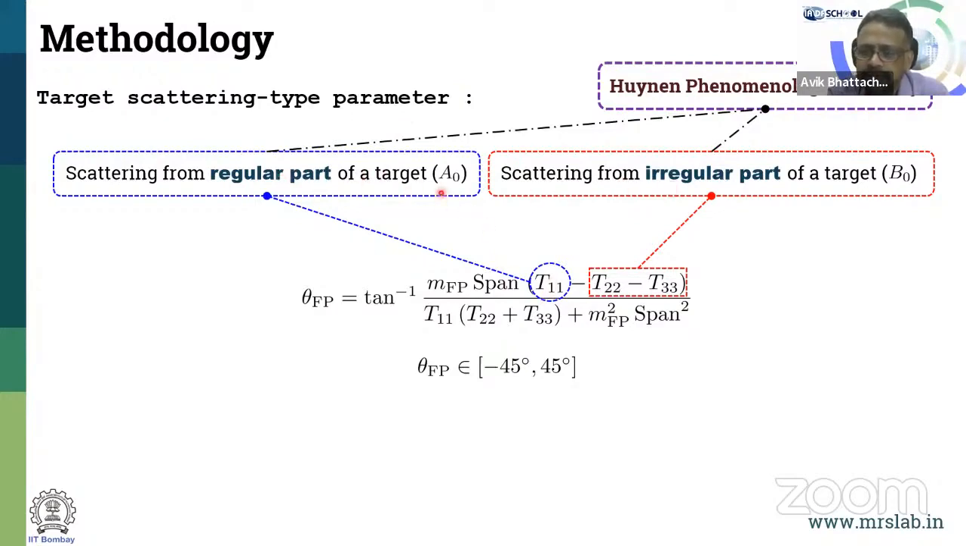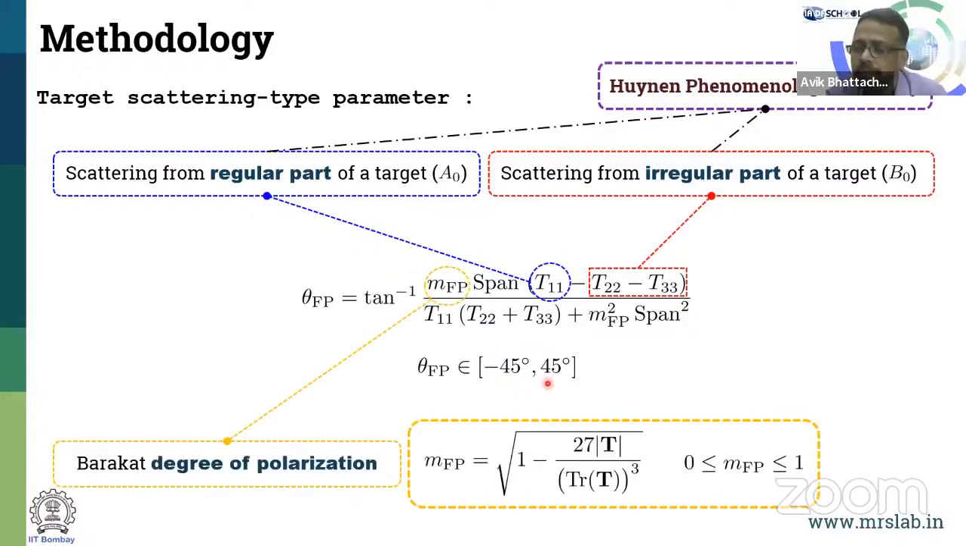So I have a part which is the regular part. I have a part which is coming from the irregular part, which is the B0. B0 is also called the target structure information in the terms of Huynen himself. This parameter varies from minus 45 to 45. Minus 45 corresponds to a pure dihedral, plus 45 corresponds to a pure trihedral. I use a parameter m over here, which, as I mentioned before, is the Barakat degree of polarization, which characterizes the amount of polarization structure. Again, it varies from 0 to 1, 1 being completely polarized, 0 being completely unpolarized.